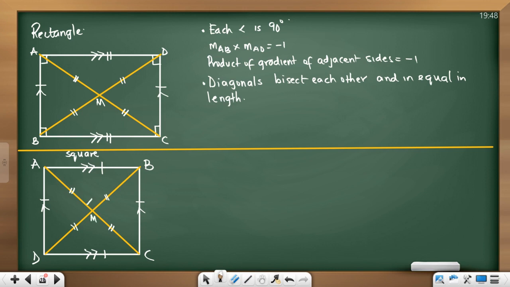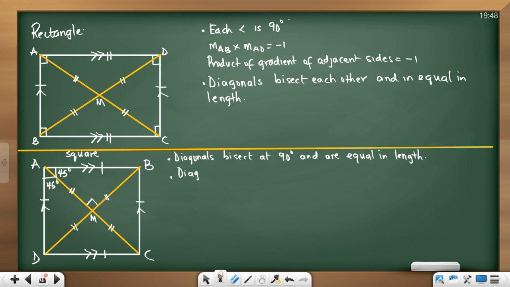But here's the deal. This one is 90 degrees, and again this angle, 90. This one here now would be 45 degrees. Beautiful. And that happens across. So let's write the unique things here. Diagonals of a square bisect at 90 degrees and are equal in length. Once I say 90 degrees, you know what that means, right? Product of gradients is negative 1.